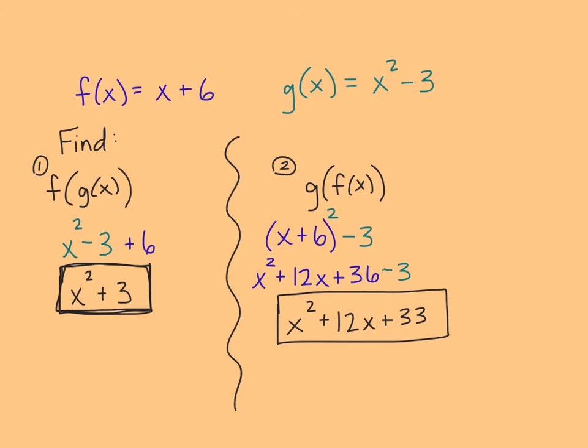Okay, we have composed both of them. Here we put g of x into f of x here for x. So we had x squared minus 3 and then the plus 6. We combined the constants to get x squared plus 3.